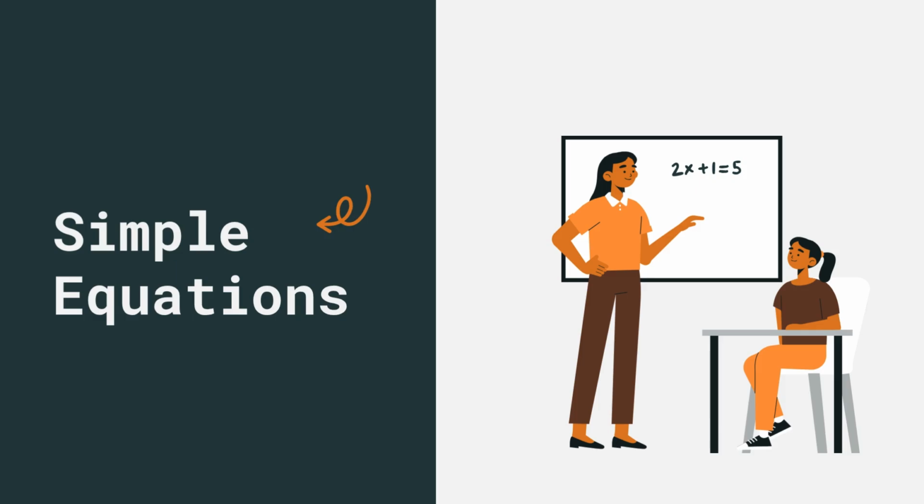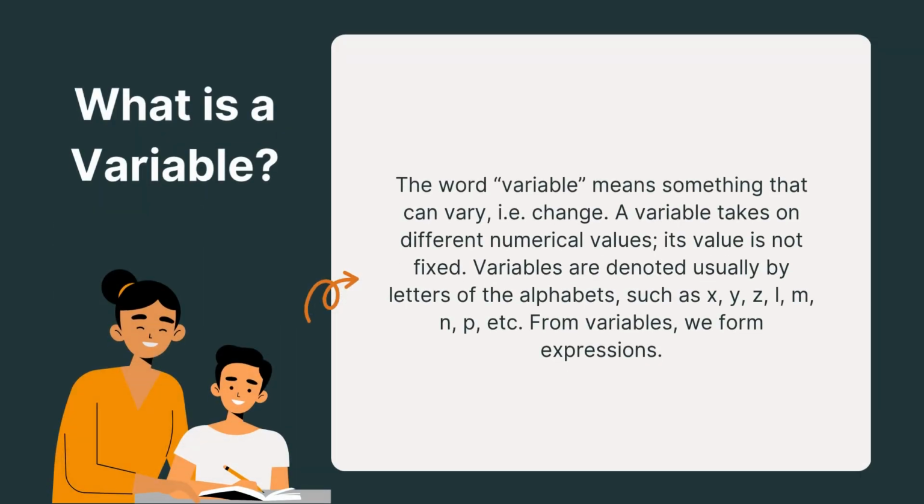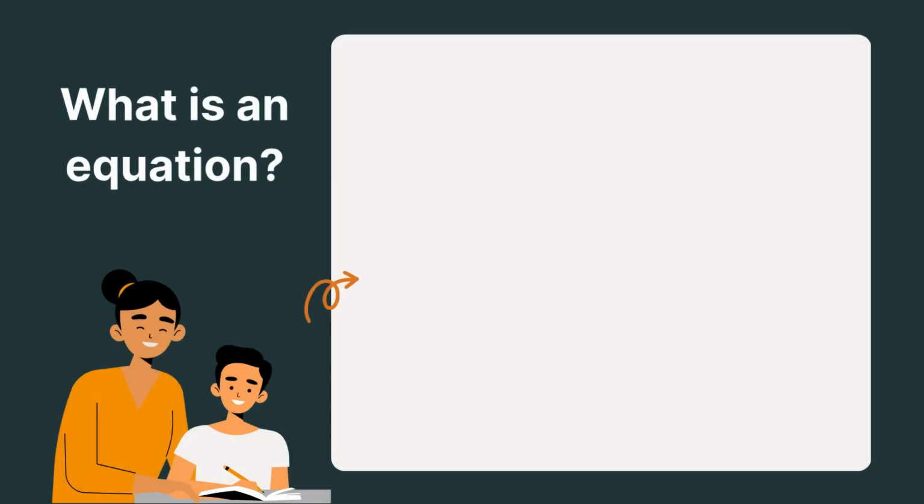First up, let's talk about what is a variable. The word variable means something that can vary, that is, change. A variable takes on different numerical values, its value is not fixed. Variables are denoted usually by letters of the alphabet, such as X, Y, Z, L, M, N, P, etc. From variables, we form expressions. Now, let's use these variables and learn what is an equation.